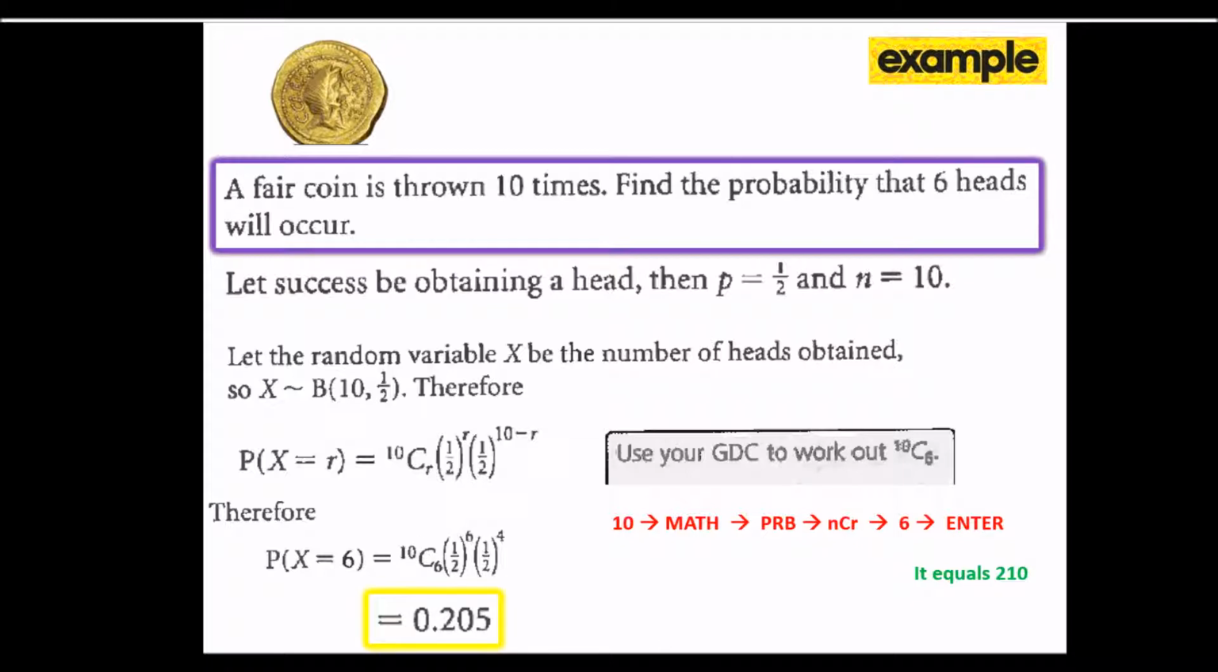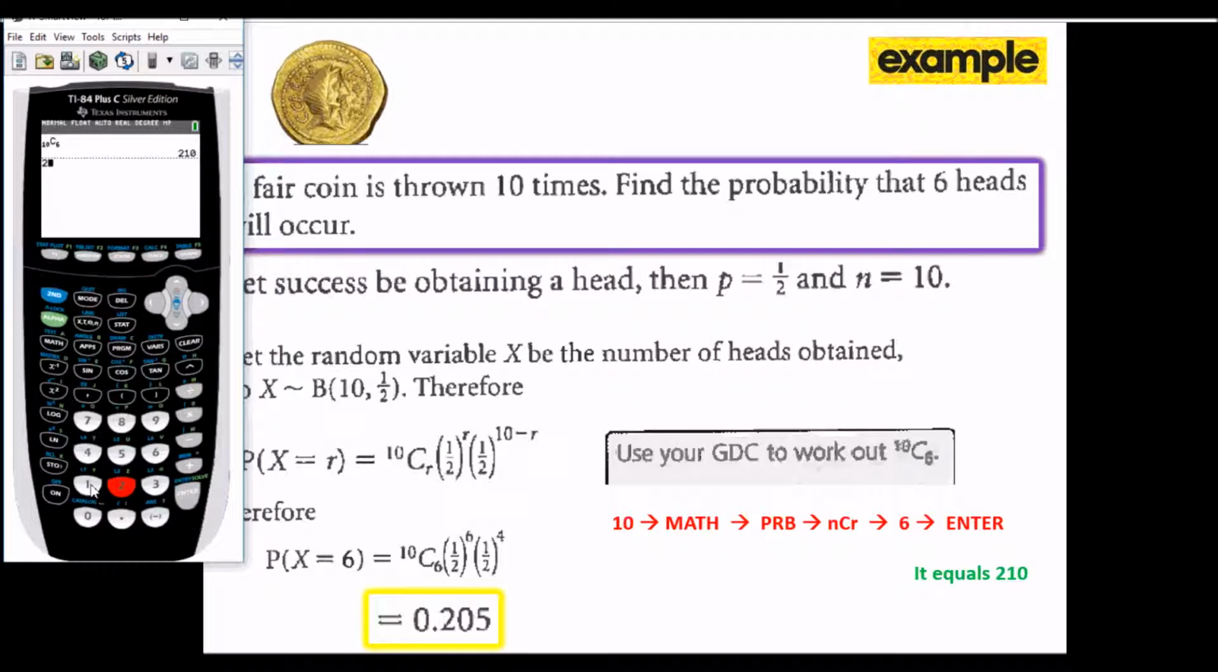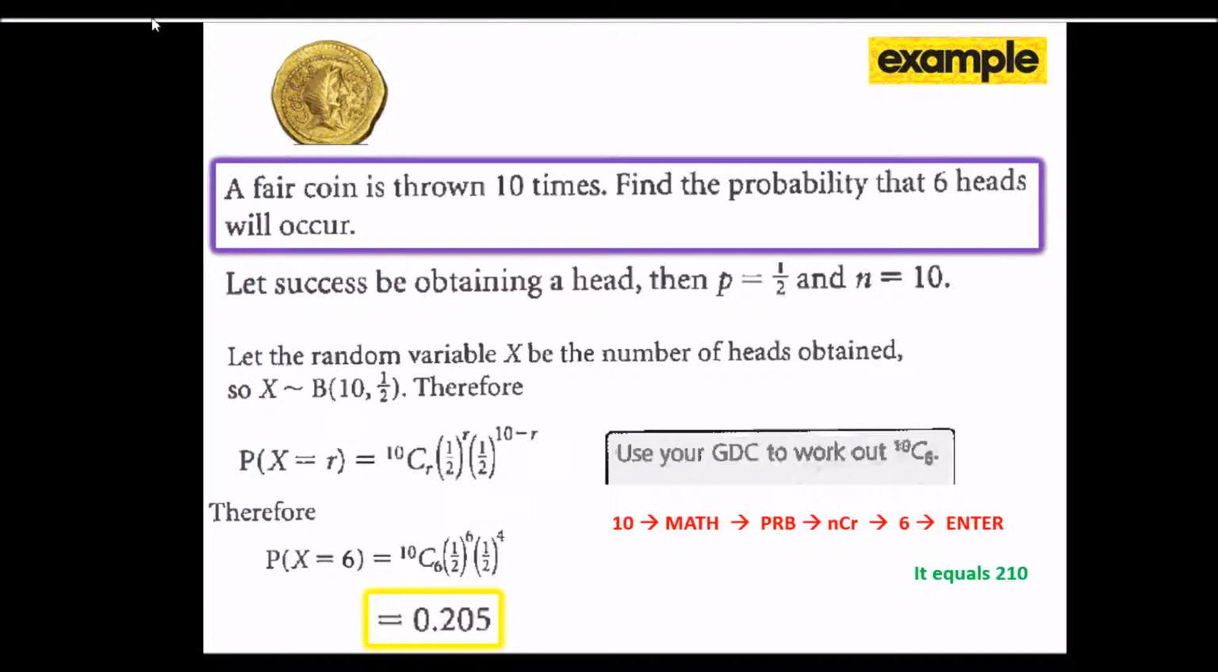So on the calculator, you would do 210 multiplied by 0.5, or you can put in 1/2, to the power of 6, and the probability of a failure, 0.5, to the power of the number of failures. I need to arrow across to open up the new one. There you go. That's where you get your 0.205 and so on. So write out the unrounded answer, and then you would write the rounded answer to 3 significant figures, which is 0.205. And that's a good little example.